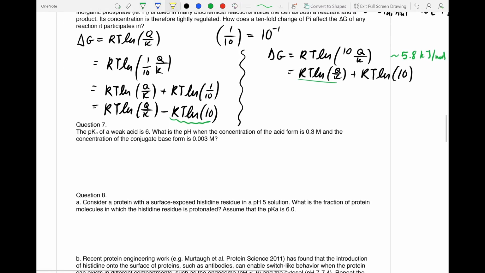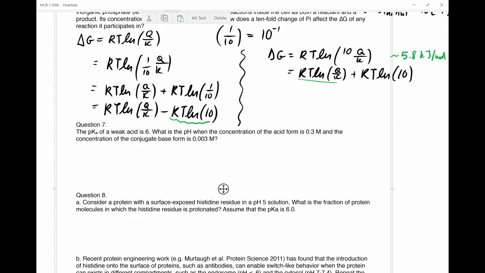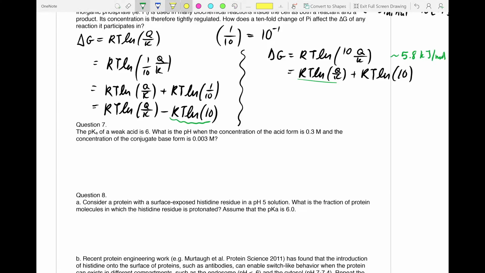Question 7 says the pKa of a weak acid is 6. What is the pH when the concentration of the acid form is 0.3 and the concentration of the conjugate base is 0.003 molar? So right away, knowing that we're given the concentration for a conjugate base and the acid form, as well as a pKa or sometimes a pH, we know that it's going to ask us to solve the Henderson-Hasselbalch equation.